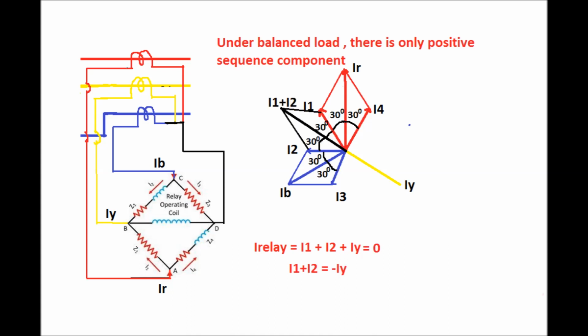So under balanced load condition, due to flow of only the positive sequence component of the current, the relay current is the sum of I1 plus I2 plus IY. Again, as per the phasor diagram, I1 plus I2 is exactly equal in magnitude to IY, but in phase opposition of 180 degrees to IY. So we can write that I1 plus I2 is equal to minus IY. So the relay current, which is equal to I1 plus I2 plus IY, is equal to 0. So under only positive sequence component, or under balanced conditions, there is no current in the relay coil. So the relay will not operate.